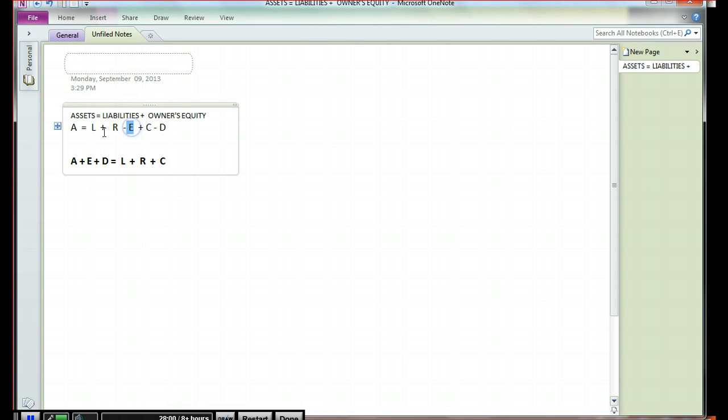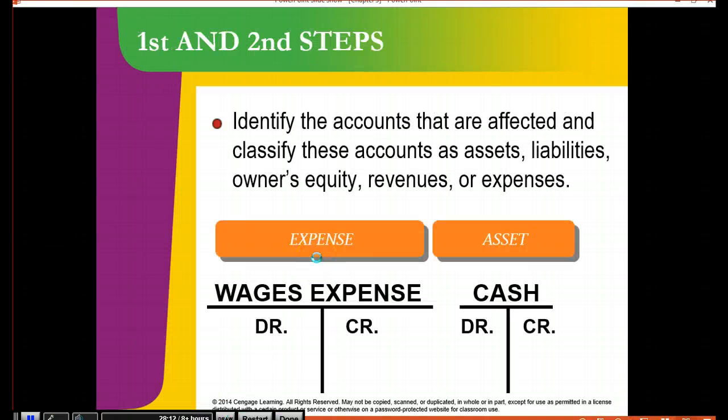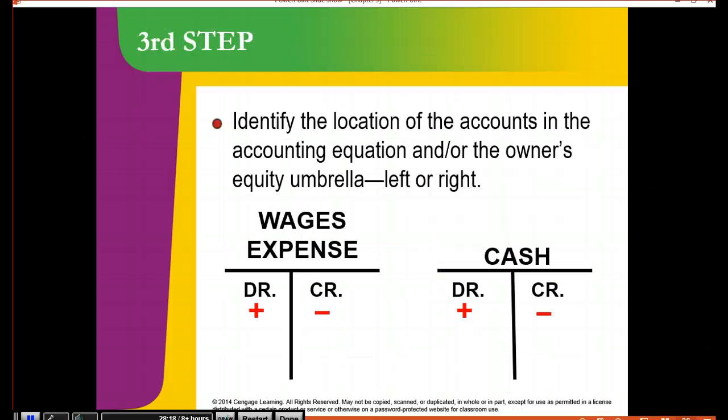It's negative on the right side of the equation. It's positive on the left. Assets is exactly the same. Positive on the left, negative on the right. Okay, so wages expense and cash, an expense account and an asset account. Wages expense plus, and they both have the identical setup on the plus minus debits and credits, left and right.